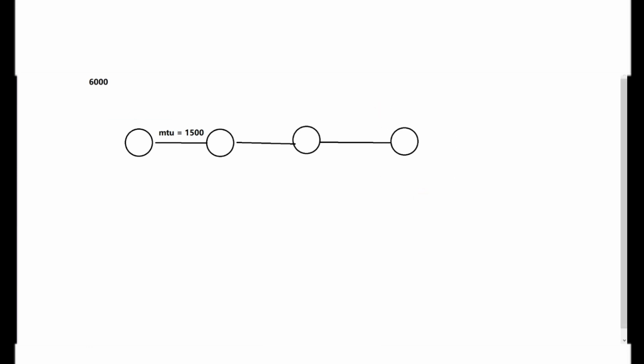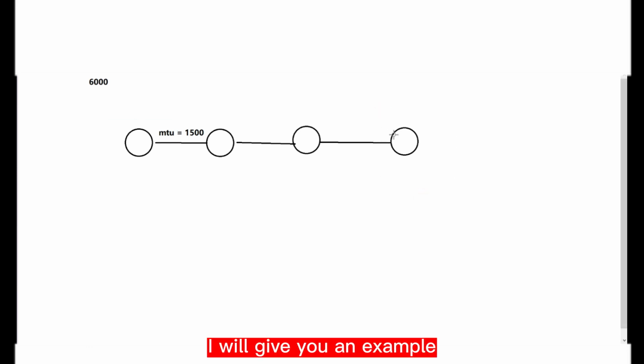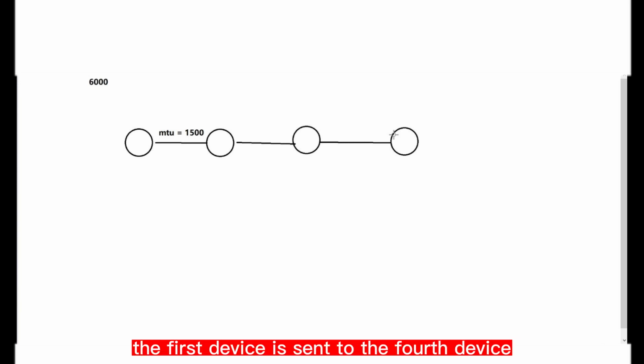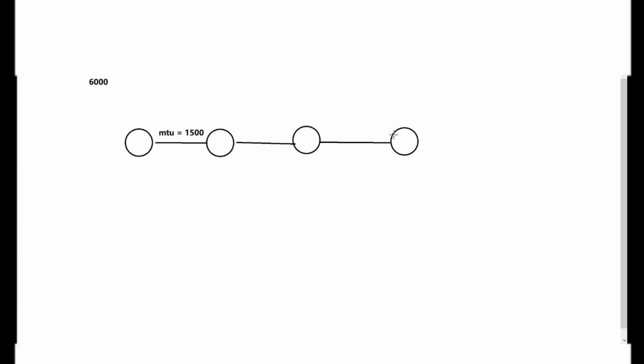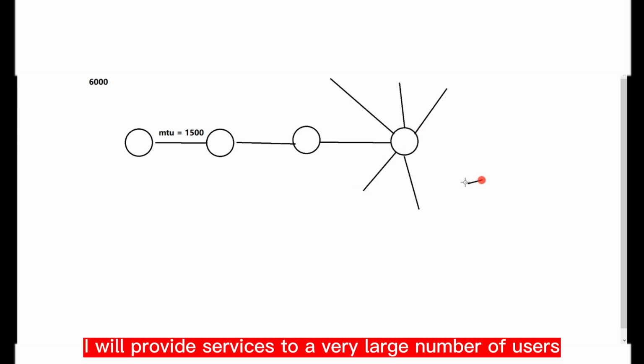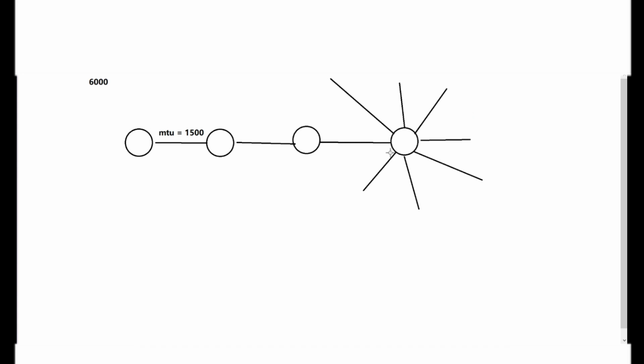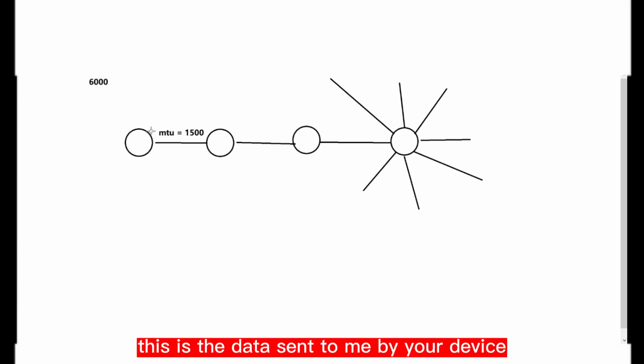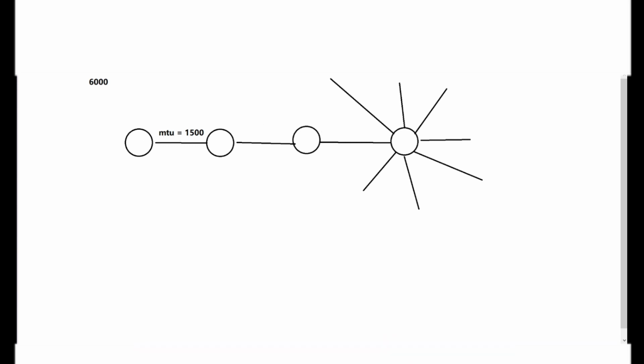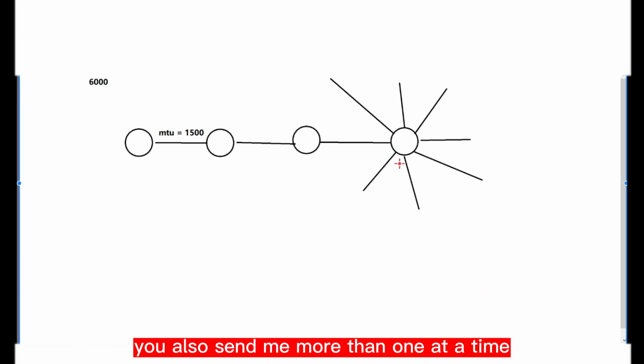For example, the first question. I will give you an example. I have this device, and the first device sends to the 4th device. Suppose I am the 4th device, and in the future I will provide services to a very large number of users. Every day a lot of data will be sent to me. So now the data you sent me, how could I know it is the data sent by your device? You also send me more than one at a time. How do I know you sent me a set of data?